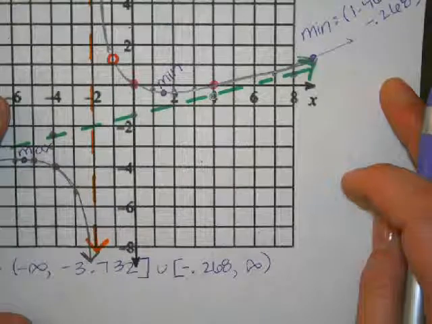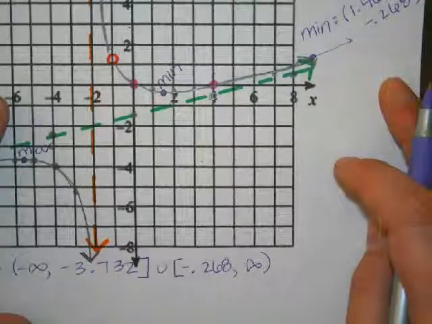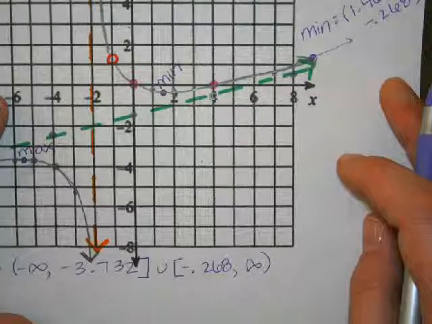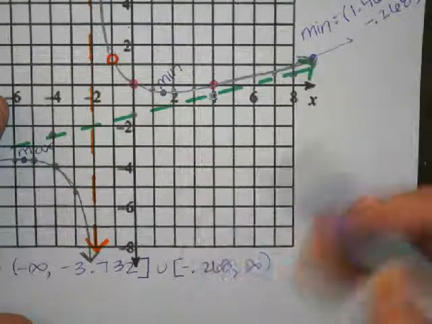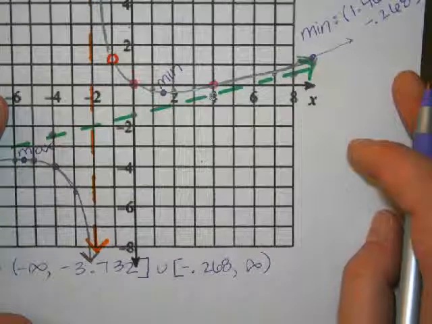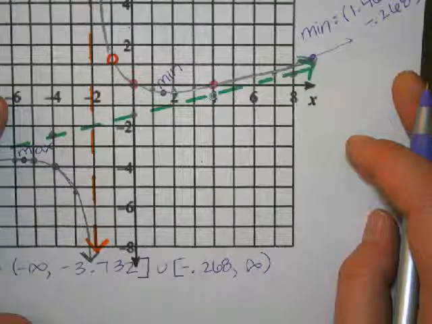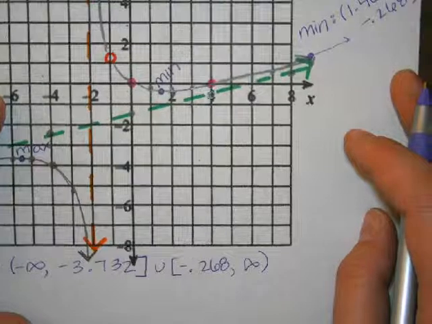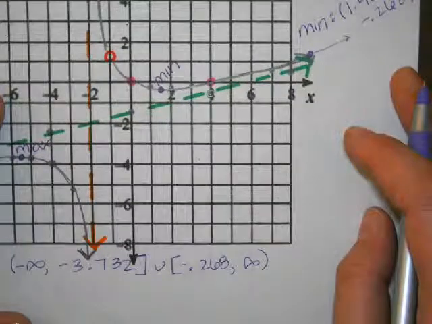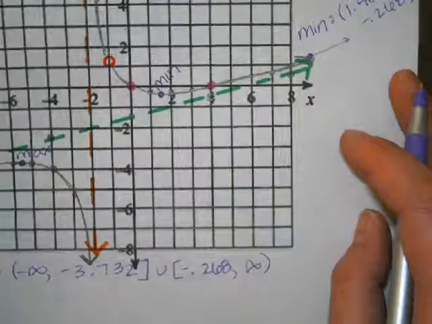So the types of things that are going to affect your range would be horizontal asymptotes, holes, and then maxes and mins could affect your range. Okay, so you're going to watch out for horizontal asymptotes, holes, maxes, and mins. Okay, it might even be good to write that on the page just to make sure you check it in the future. Okay, so next we have increasing and decreasing.